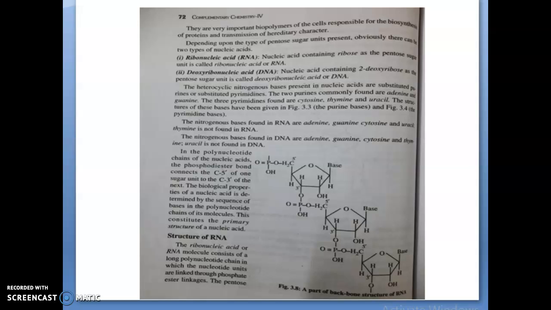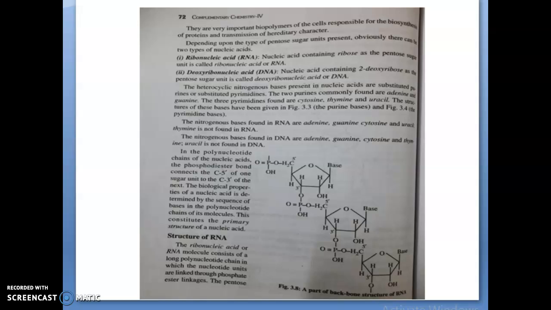and the purine bases are adenine and guanine, and the pyrimidine bases are cytosine, thymine and uracil. And how is this nucleotide linked with the heterocyclic nitrogenous base? That means the pentose sugar and the heterocyclic nitrogenous base are linked together. We already saw this in a nucleotide in the previous lecture or class. So here we are going to discuss in detail the nucleic acid structure.